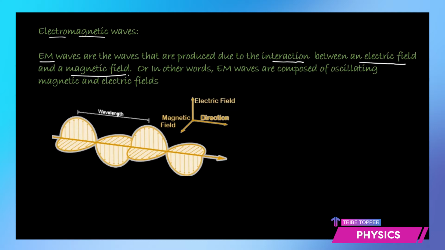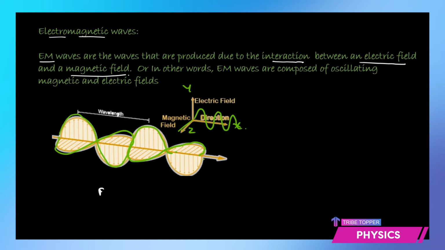So when you have an oscillating electric field, as you can see here along the y-axis, and an oscillating magnetic field along the z-axis, we call these x, y, and z. Then these two fields oscillate in directions perpendicular to each other, and due to their interaction, a wave is produced, known as an EM wave or electromagnetic wave, and that goes out as the EM wave perpendicular to both electric and magnetic fields.